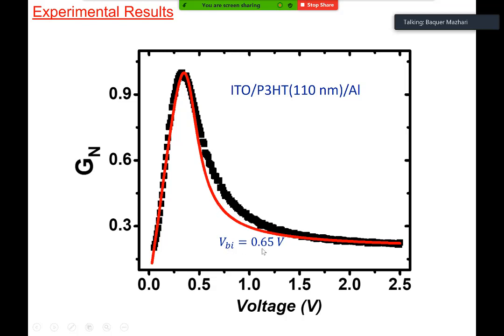So if I use a VBI of 0.65, note that I can simply calculate VBI by finding where the peak of my graph is, and using the empirical expression that I described earlier, we can determine VBI. So with this VBI, if we simulate the characteristics, we find a fairly good match between simulation and the experimental data here. So as I said, once you make a device like this and you determine the derivative of the log-log plot, and you see something like this, that's an indication of a reasonably good device.